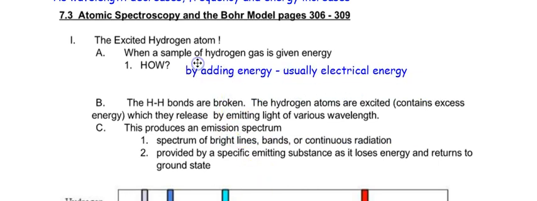So this is going to relate to how we understand the atom. Bohr used the hydrogen atom, okay? And when a sample of hydrogen gas is given energy, how do they do that? Well, we do it by adding energy, usually in the form of electrical energy. So let me show you a quick video of that happening.